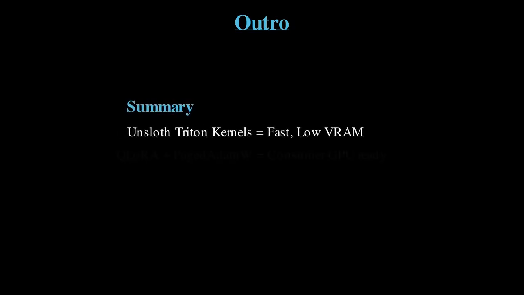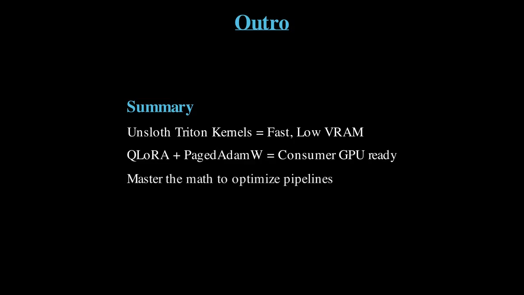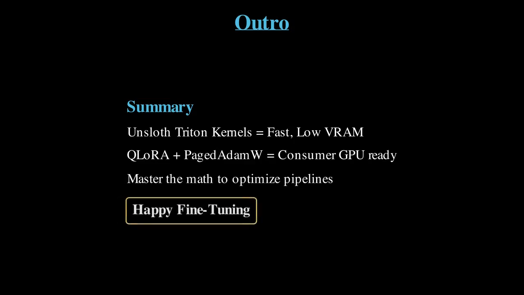To summarize, Unsloth revolutionizes LLM fine-tuning by rewriting standard PyTorch kernels in Triton, optimizing RoPE, attention, and cross-entropy loss. Combined with QLoRA, BF16, and Paged AdamW, you can train state-of-the-art models efficiently on consumer hardware. Master these mathematical intuitions and pipeline configurations, and you'll be well equipped to build incredible custom AI solutions.